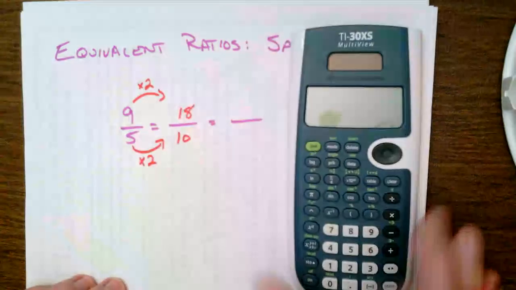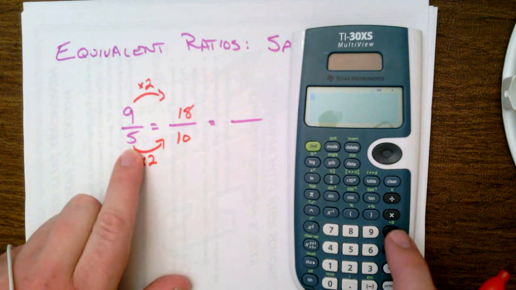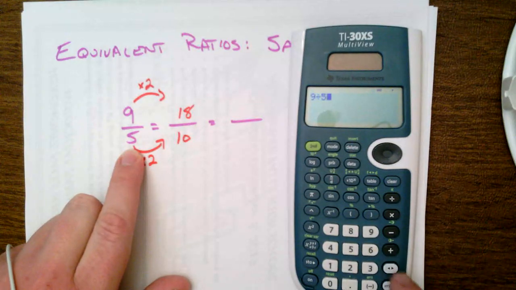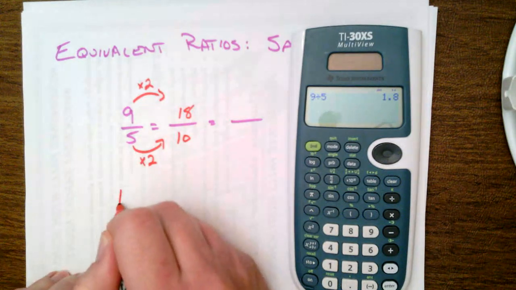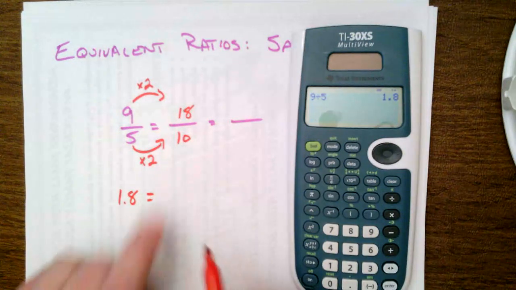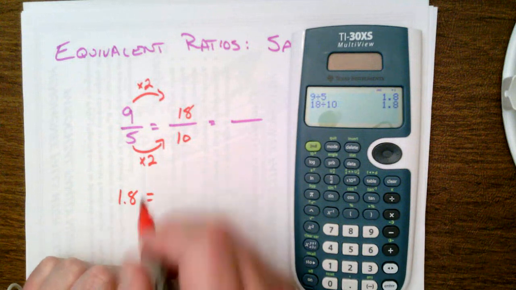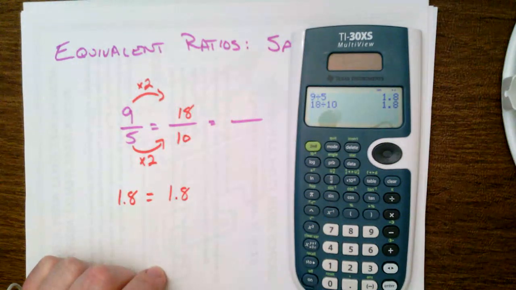And just as a little bit of fun here, I'll just show you on my calculator. My first ratio, 9 to 5, 9 divided by 5 is 1.8. It's going to be the exact same thing when I do 18 divided by 10. So both of them have the same exact value.